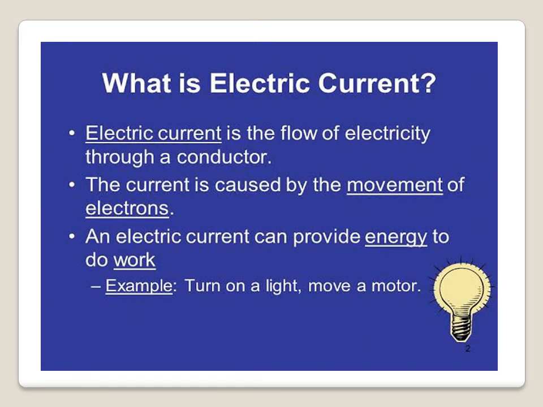Let us have a look on some characteristics of electric current. What is electric current? Electric current is the flow of electricity through a conductor. The current is caused by the movement of electrons, and an electric current can provide energy to do work. For example, it turns on a light or moves a fan or motor.